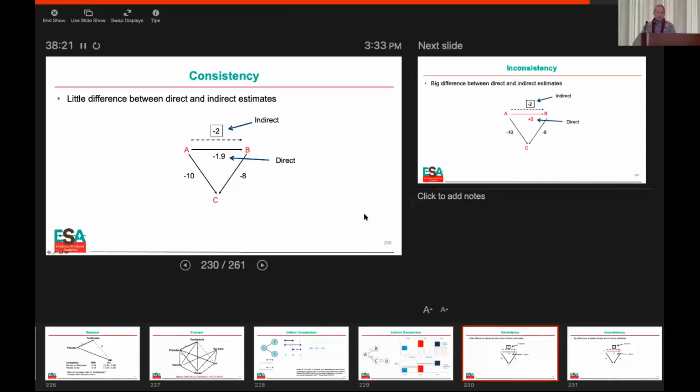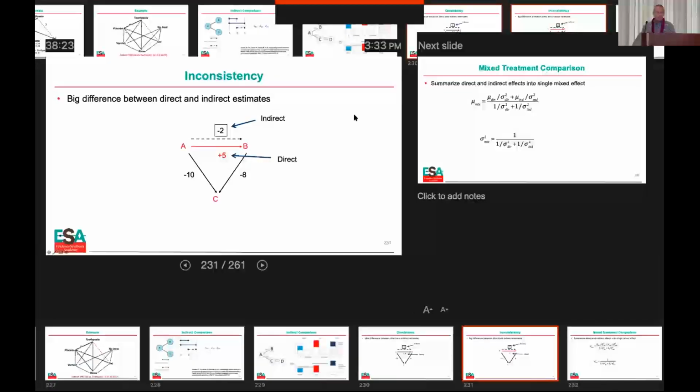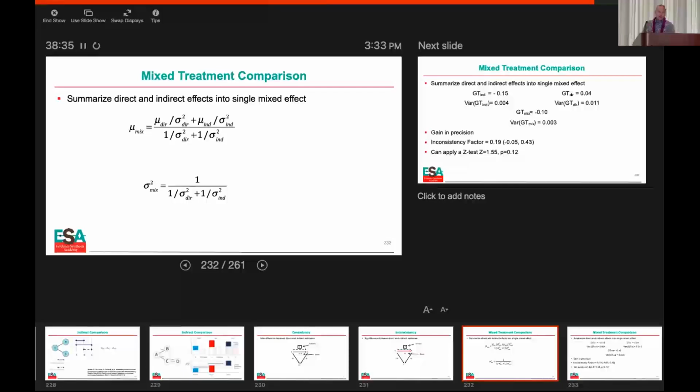Okay, so in this case, we have consistent estimates, but in this case, we expected a difference of -2, but we got a difference of +5 when we did the direct study. So they would be inconsistent, possibly. All right. So how do we, and this is going to be a very complex model, but I'm just going to give you a really simple way of thinking about how to combine these estimates.